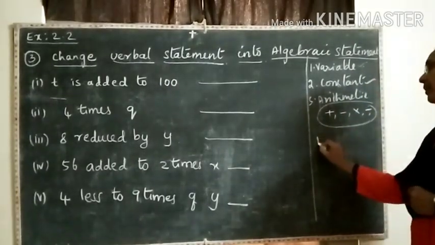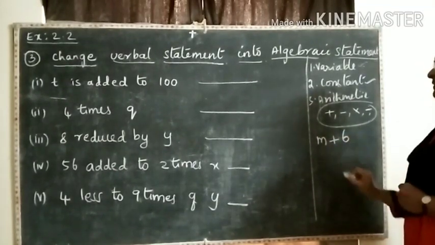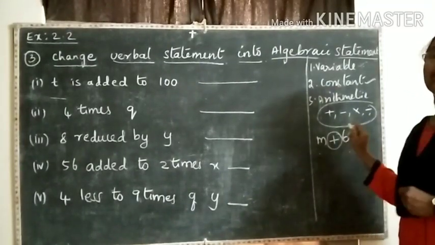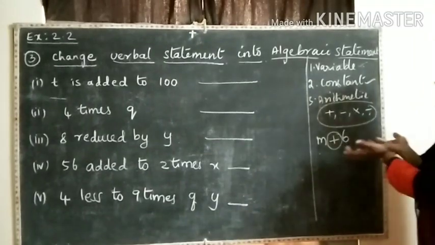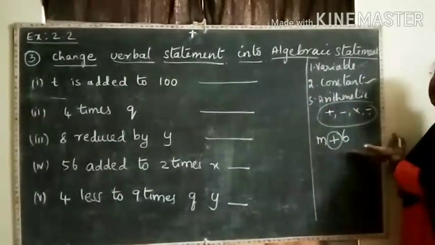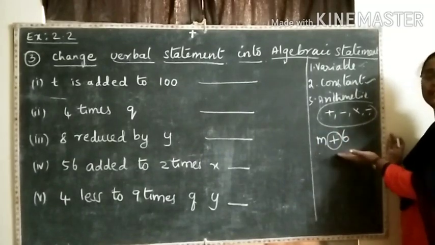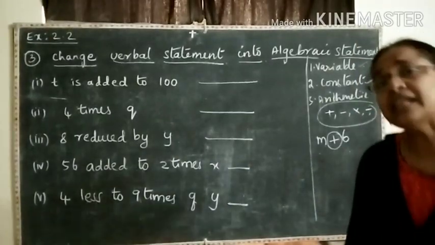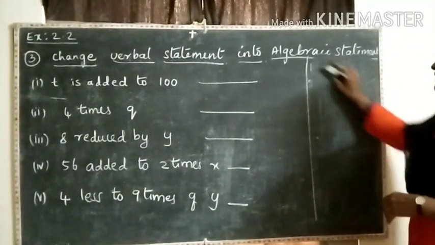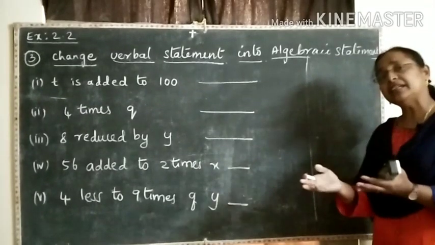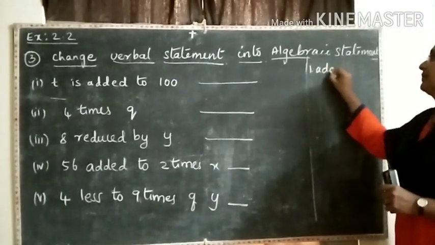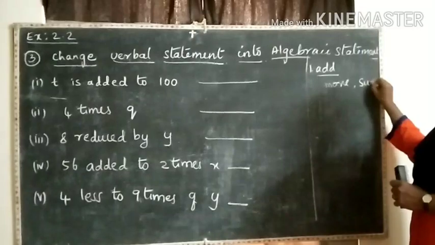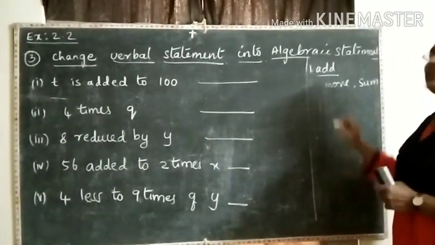Yes or no? Okay. Now look into this example. M plus 6. Now m is a variable, 6 is a constant and addition is an arithmetic operation. So if we have the combination of all these things, we can say it is an algebraic expression. Okay. One more thing we have learned in our class, what are the keywords we can identify for the arithmetic operations? For addition we have learned the keywords more, sum, added up, and all these things we have learnt already.